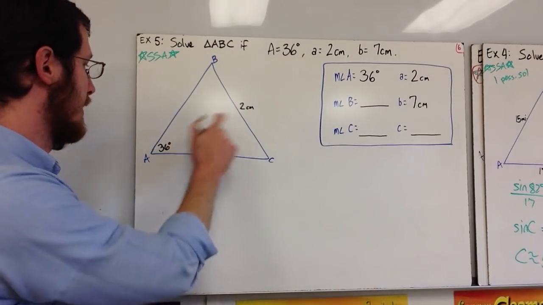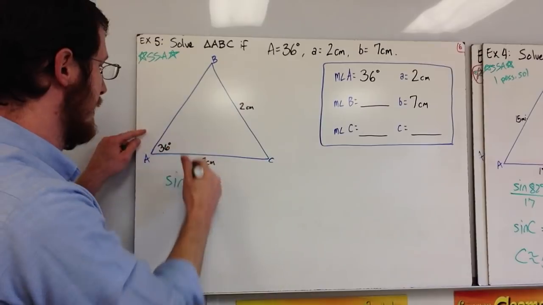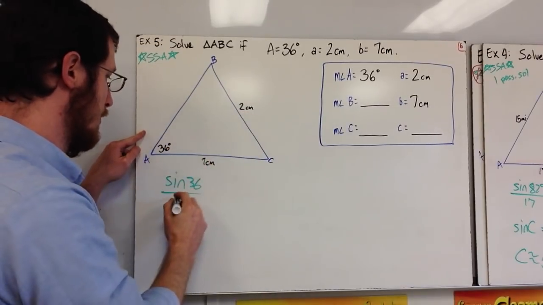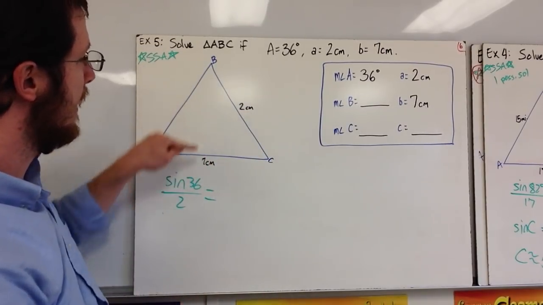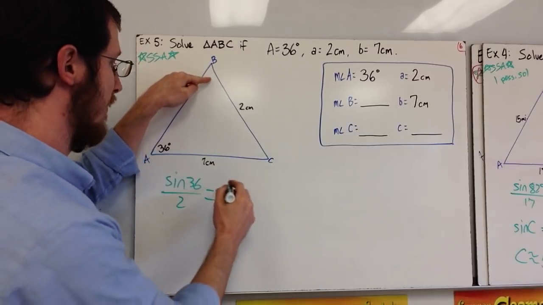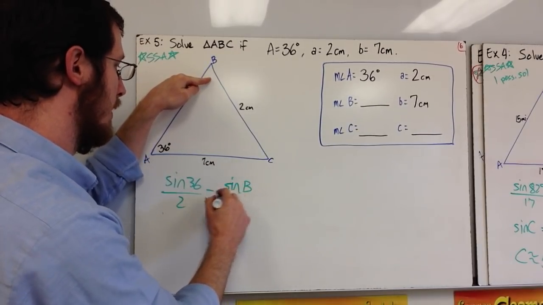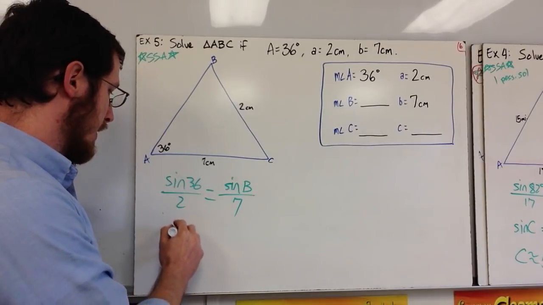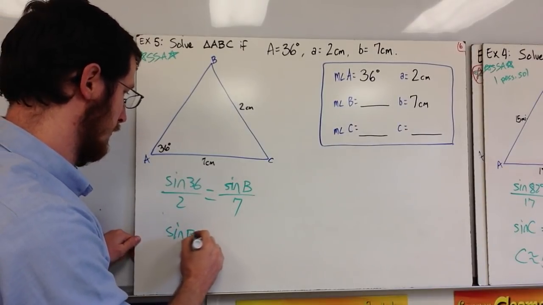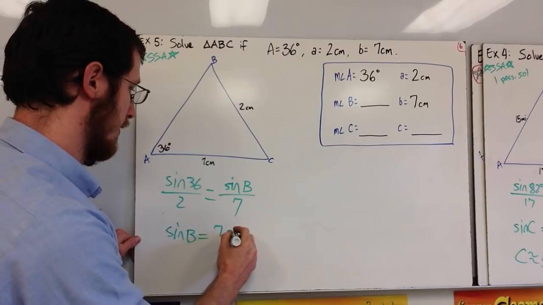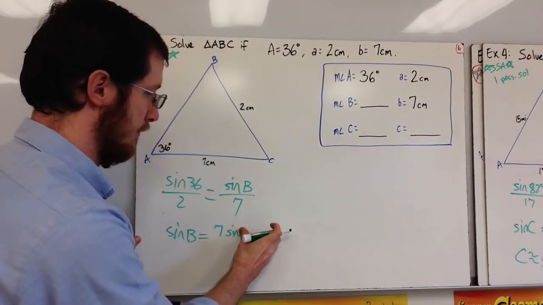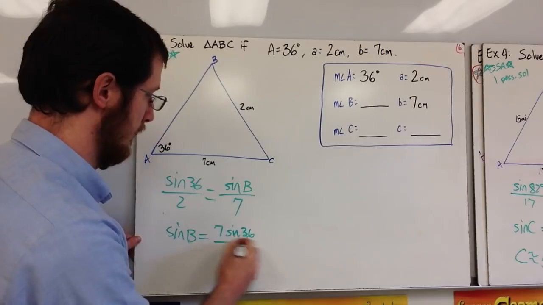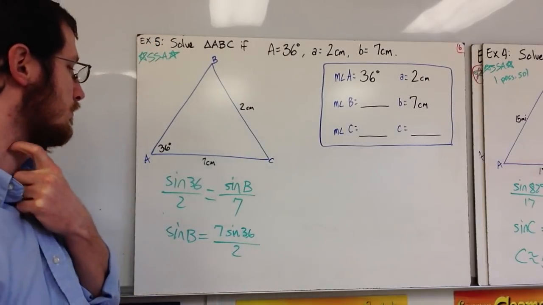Okay, so let's do the same thing. Let's start with our law of sines. Sine of 36 over 2. And since we have side B, we're going to start off by trying to find angle B. Okay, so sine of B is 7 sine of 36, cross multiplying, over 2.